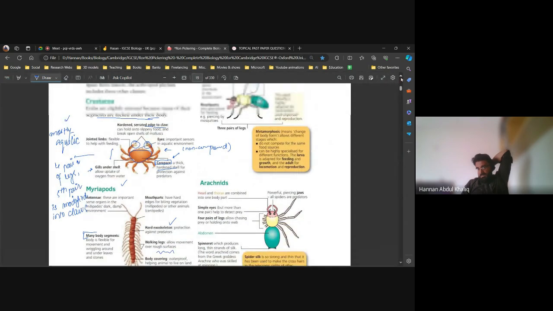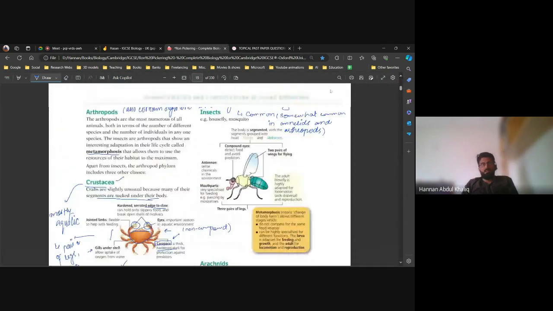Coming to the next group, that is insecta, the most successful, beautiful group. The body is segmented into three segments: head, thorax, and abdomen. Now you can see this is the head, this is the thorax, and this is the abdomen.